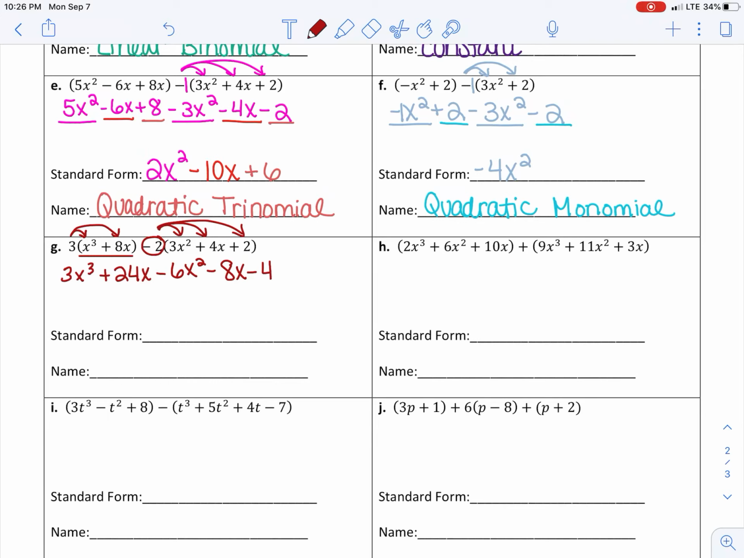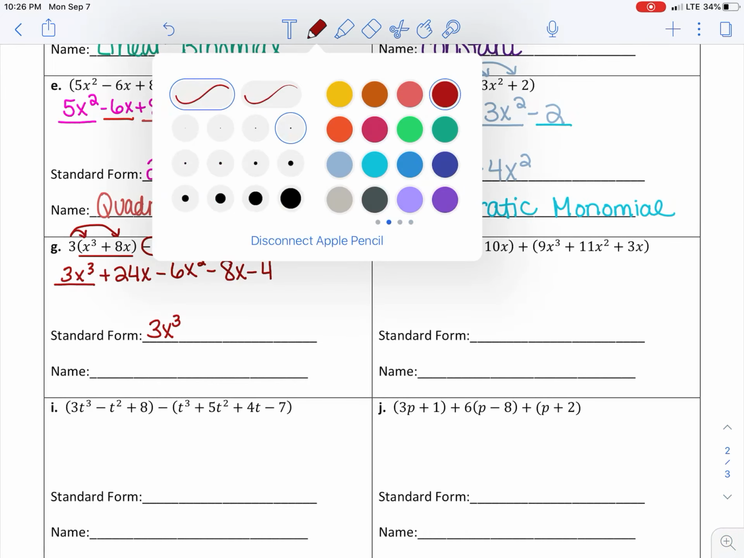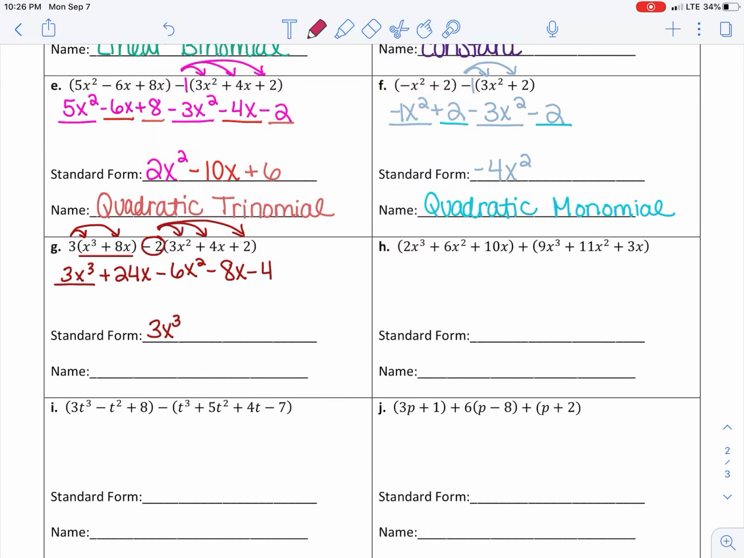And then this is where we're going to have to combine our like terms. Our highest exponent here is 3, but we have no other x to the third. So we're just going to put 3x to the third. We're going to bring that down. And then my next highest exponent is not this 24x. My next highest exponent here is a 2. So I'm going to look at that negative 6x squared. There's no other exponents that are 2, so we can't combine it with anything. We're just going to pull that down as well.